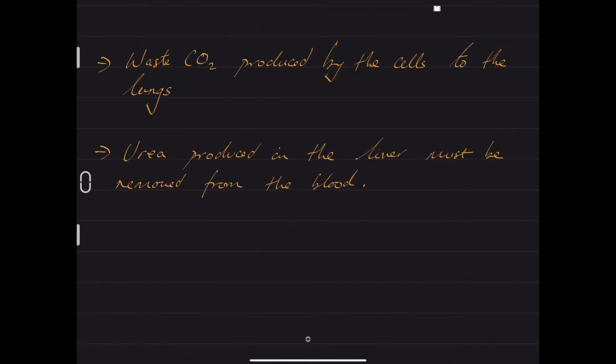So can you put that into your notes as well? Can you say that urea is produced when excess proteins are broken down by the liver, and this urea is transported in the blood to the kidneys and removed as urine as a waste product from your body.